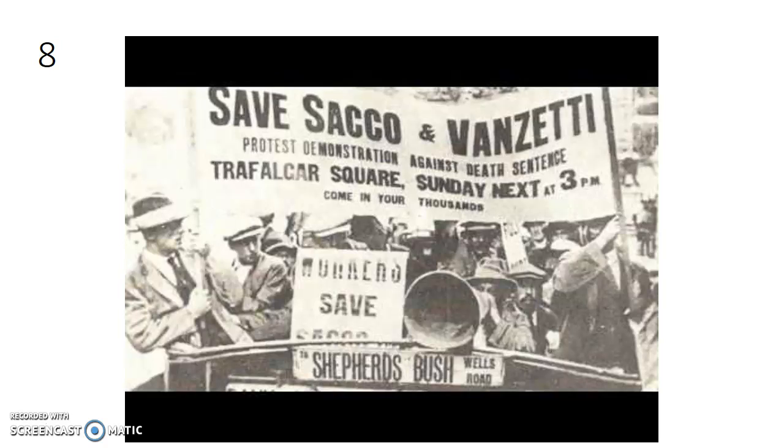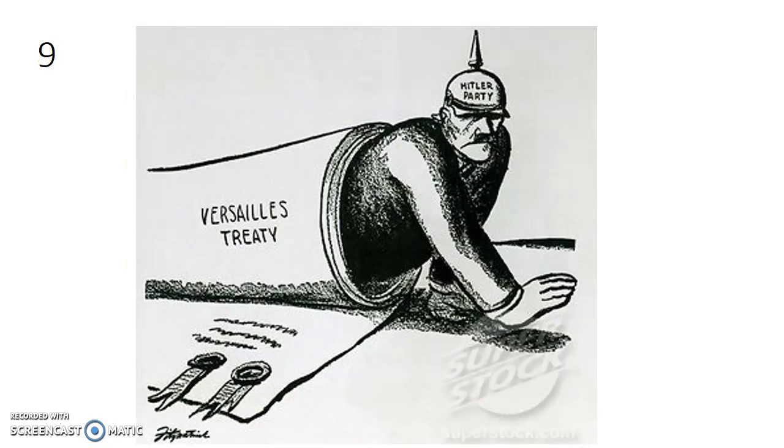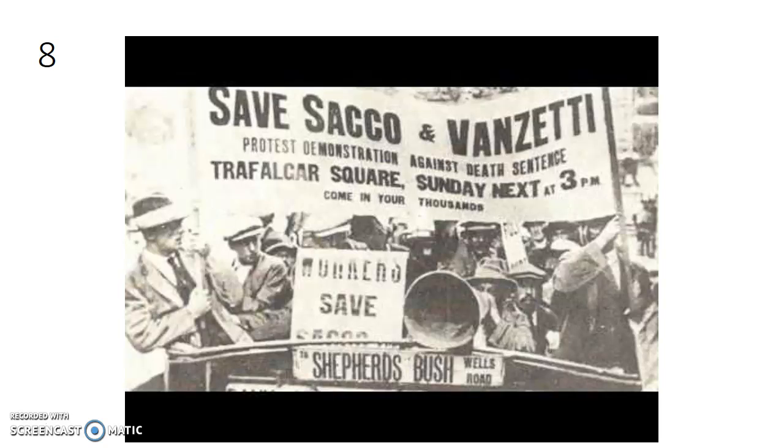They were charged with highly circumstantial evidence, and it's an example of anti-immigrant bias. Oh, wait, sorry. The important people on this is Sacco and Vanzetti, and then also you're going to want to know the Palmer raids, which were when they deported people illegally.